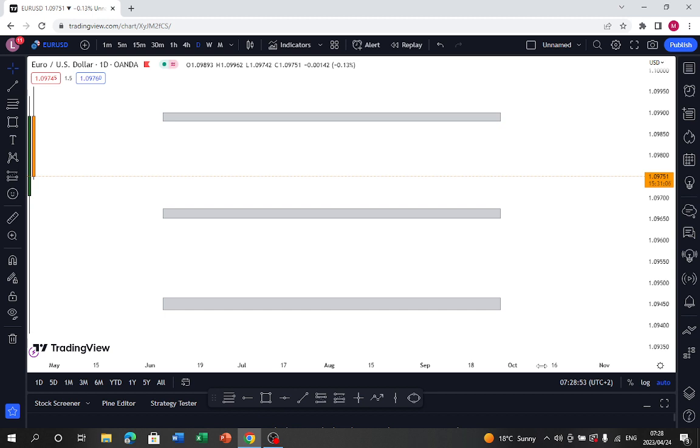The idea is that when we are at support, we will look to buy the market to go long. When we are at resistance, we will look to sell the market. We'll look for confirmations to sell the market. So again, when we are on the floor, we are buying to go up. When we reach the ceiling, we are selling to go down to the floor again.